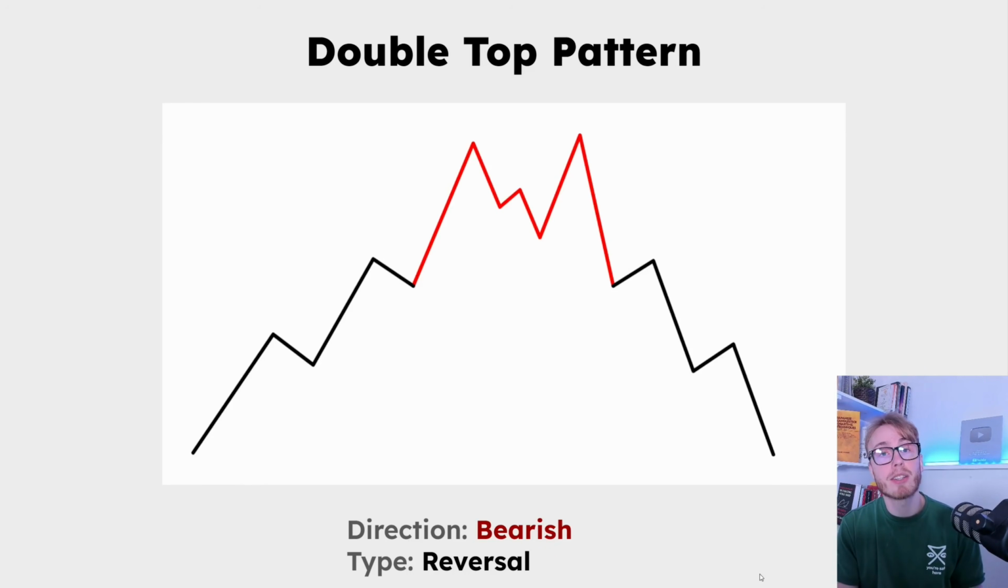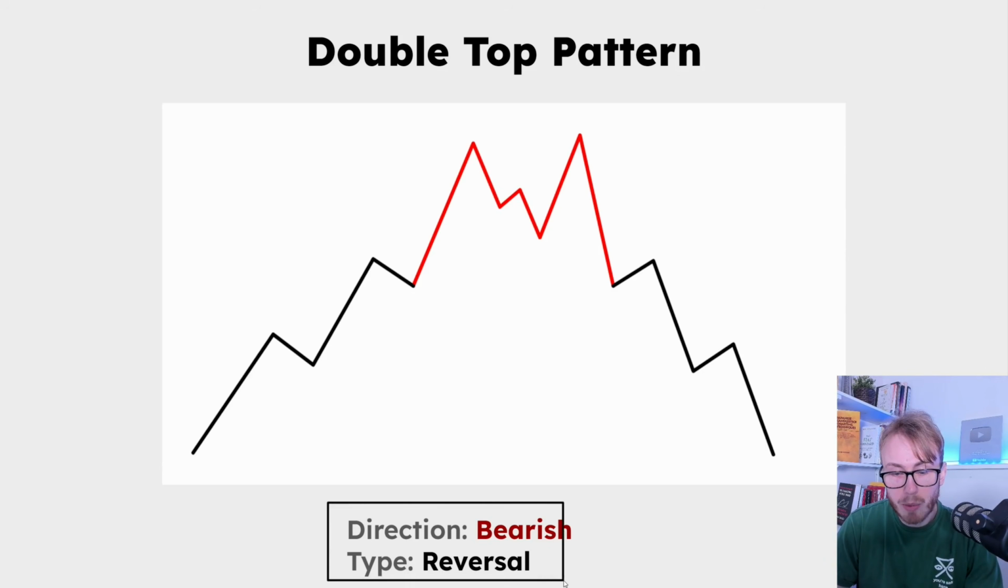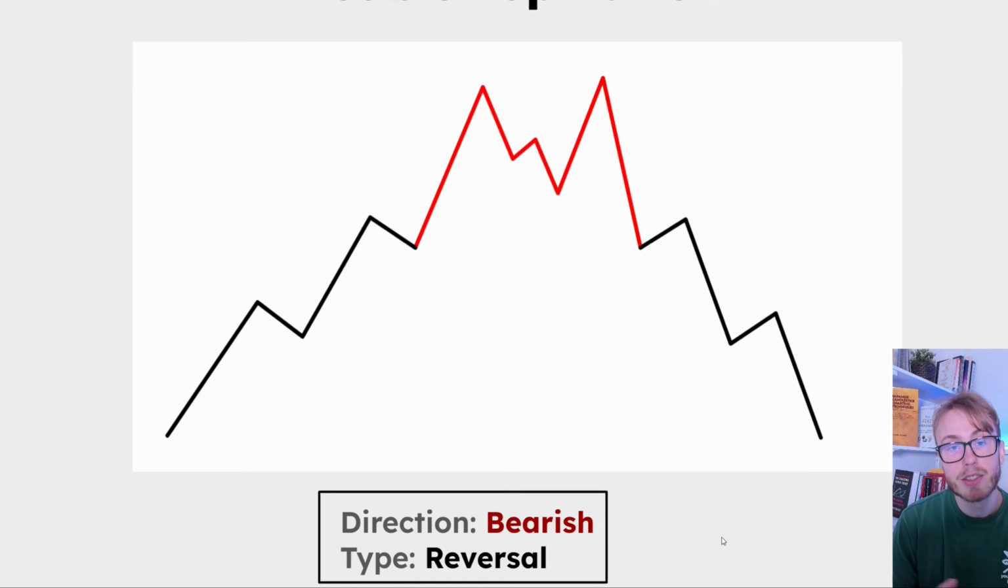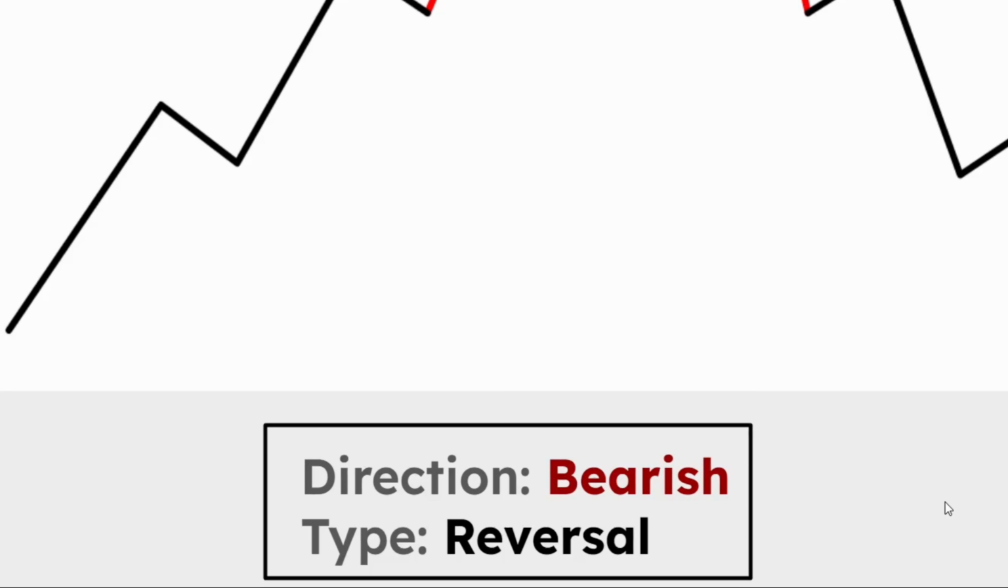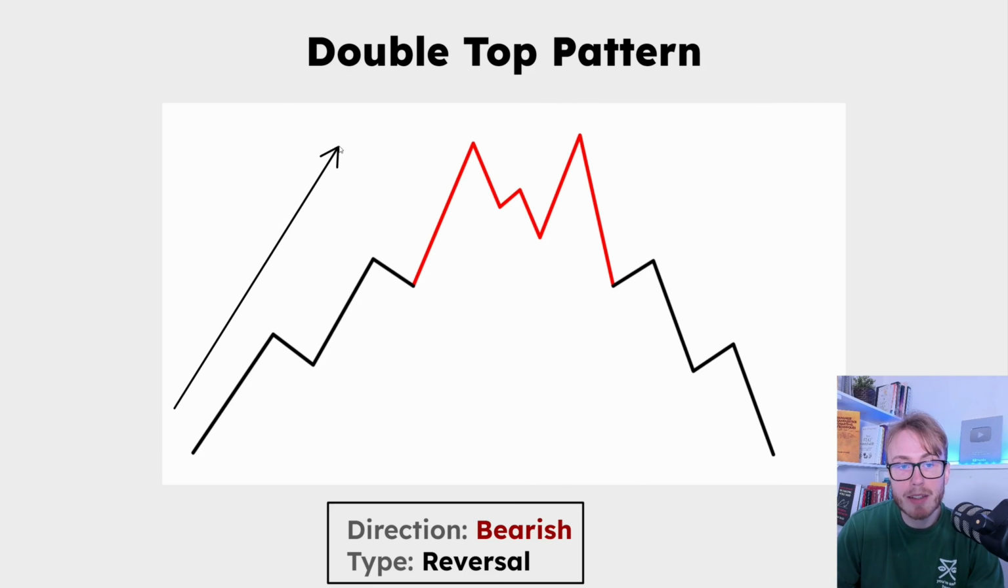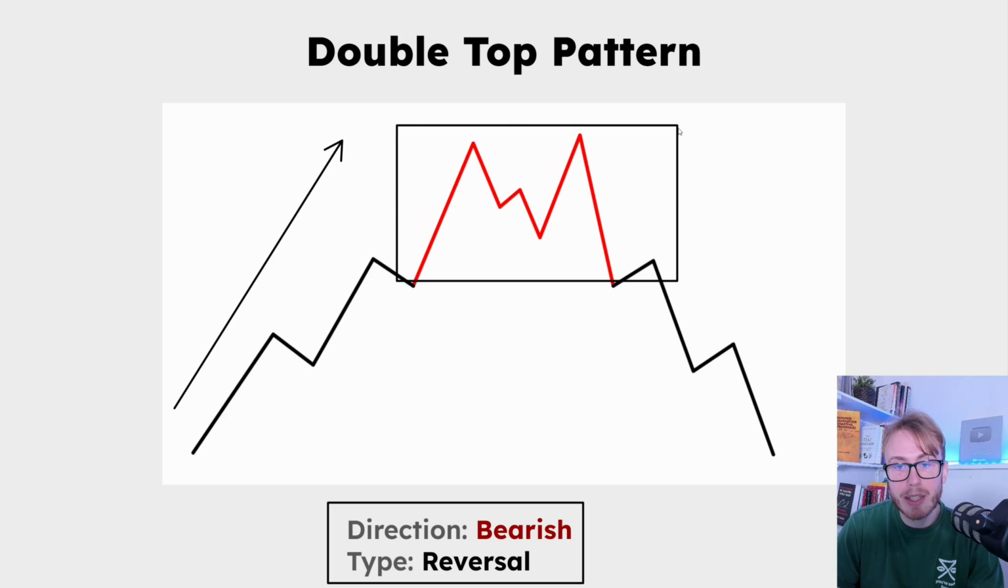But first, let's take a look at how we identify the double top. As always, the first thing we want to do is take a look at the direction and the type. In this case, we have a bearish reversal. Before the pattern appears, we want to see the price going up. Then this red part right here is the actual pattern. And after the pattern, we want to see the price going down.